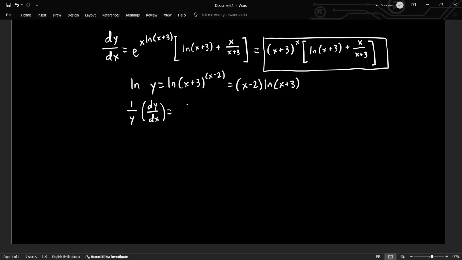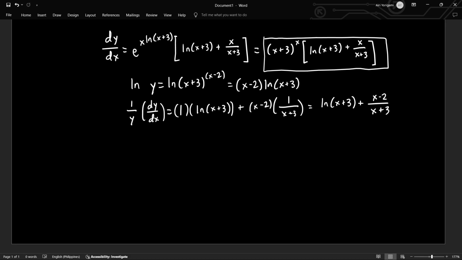Derivative of the first term, so that's just equal to 1, times the second term, so it's ln of x plus 3. Then add the first term, then the derivative of the second term. So that would be equal to ln of x plus 3 plus x minus 2 over x plus 3.